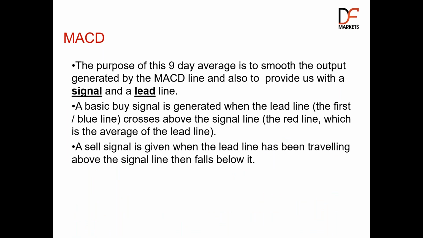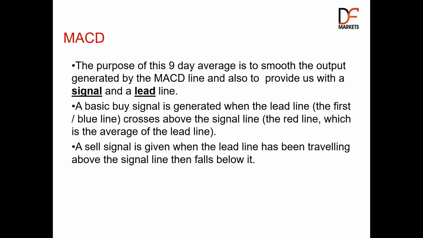And the 9-day average that we apply on top smooths the output generated from the MACD line and gives us what we call a signal line and a lead line. And that in itself leads us to buy and sell signals. Okay, the basic buy signal is generated when the lead line, that blue line, crosses above the signal line from below. If the market stays in an upward trend, then those lines should stay in that order, the blue line above the red line.